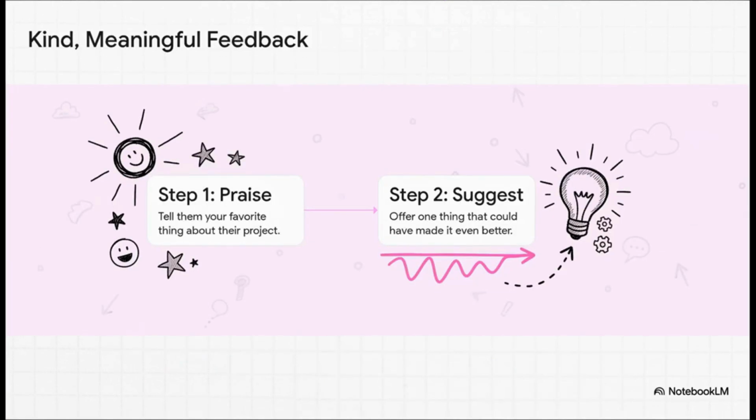The program actually offers a super simple but powerful formula for giving feedback. Step 1, start with praise. Tell them what your absolute favorite thing was about their project. Step 2, offer one specific, concrete suggestion for improvement. It's a simple model, but so effective. You celebrate their success, and then you give them a clear next step for how to get even better.